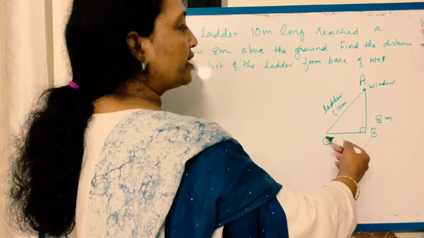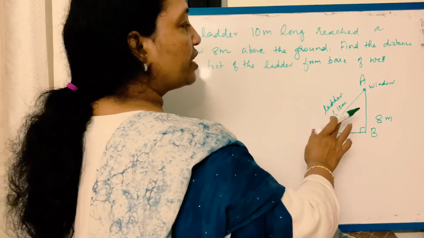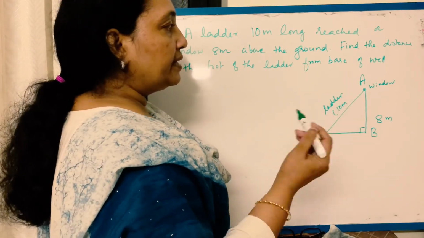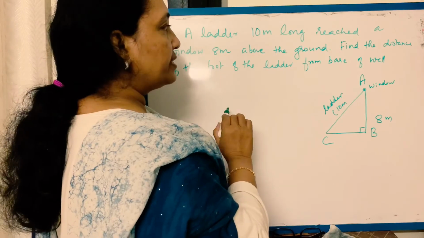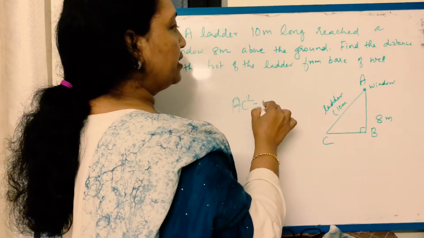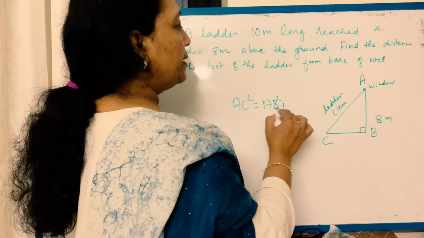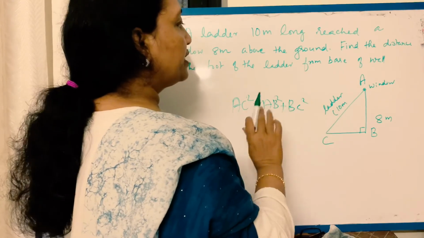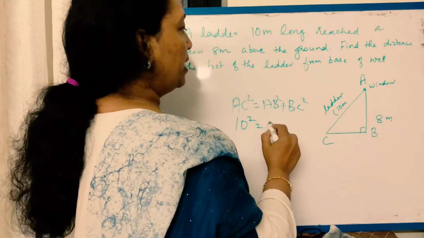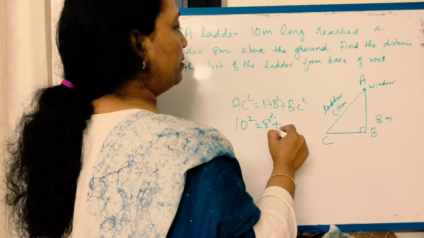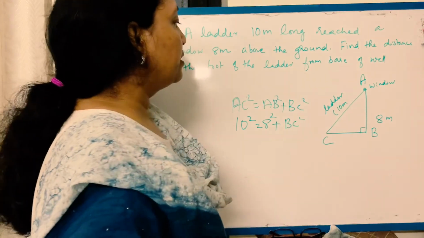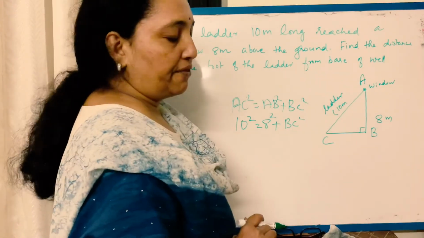So you can see right triangle ABC. In this right triangle you apply Pythagoras theorem. Then you will get the answer. AC square is equal to AB square plus BC square. Then after that substitute all the values. AC we have, that is 10 square, AB is 8 square, plus BC square. Now find out. This you can do yourself.